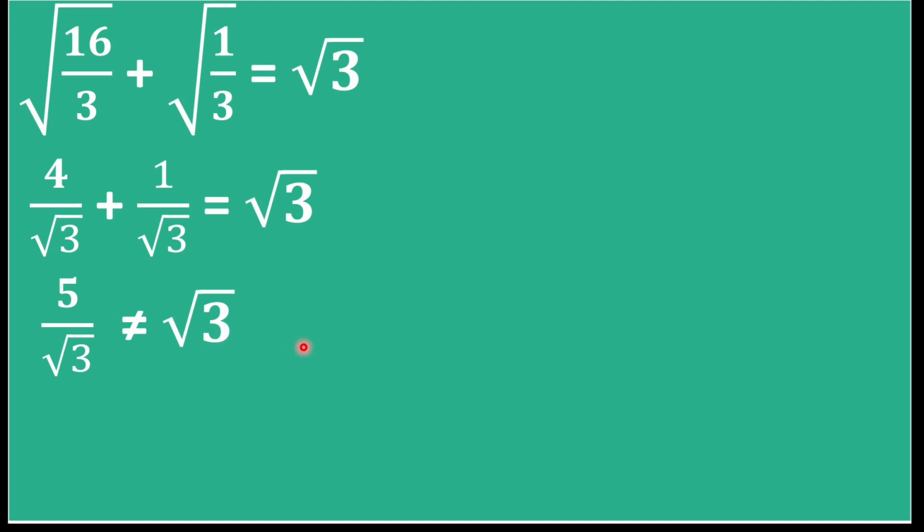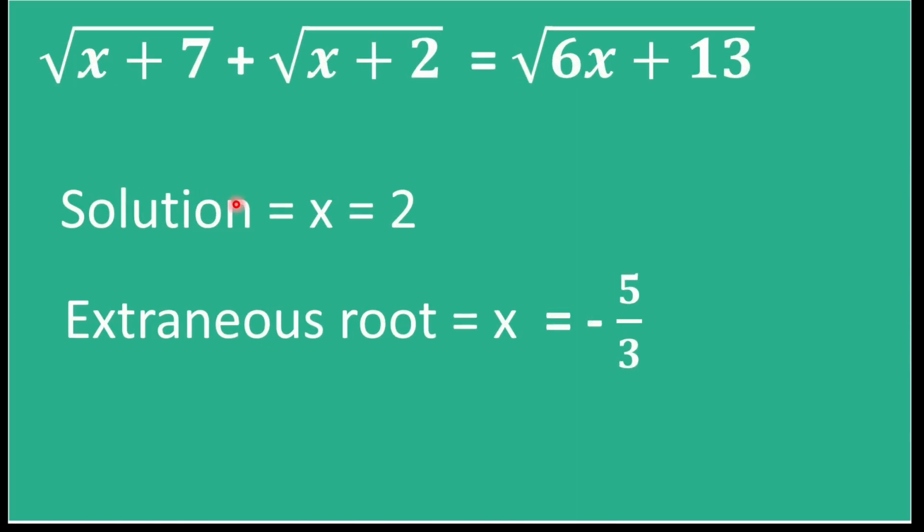So it means that this value doesn't satisfy the condition, so not verified. It means that x equal to minus 5 divided by 3 is not the real solution of the question. So overall, the real solution of this question is 2, and minus 5 divided by 3 is an extraneous root, because it doesn't satisfy the equation. So this was the solution of this question.